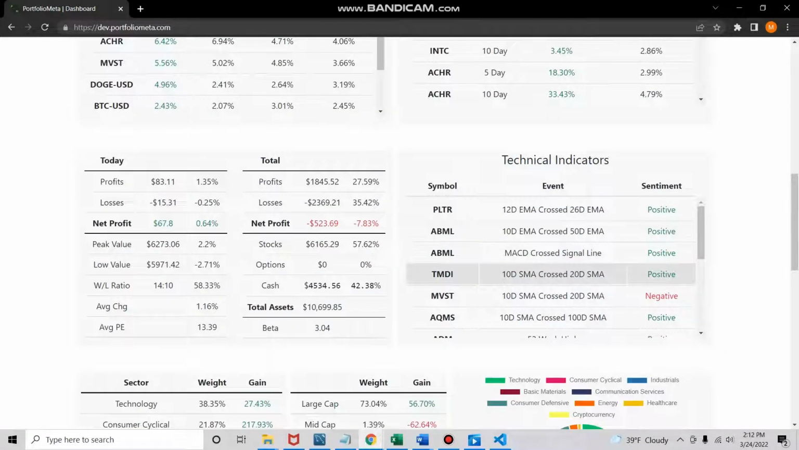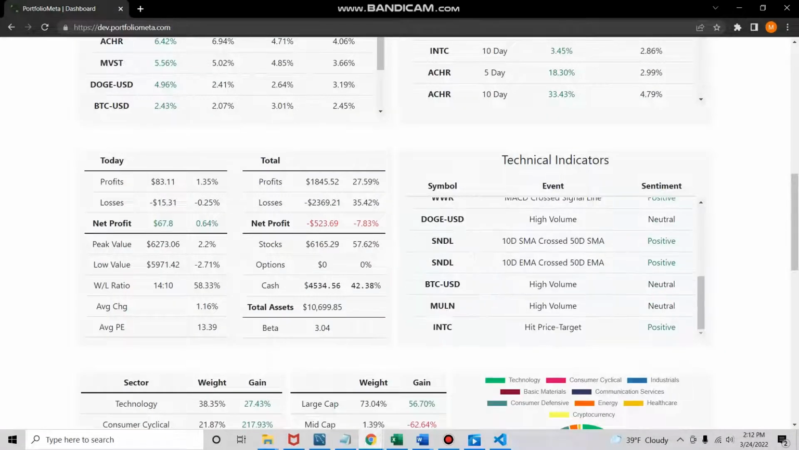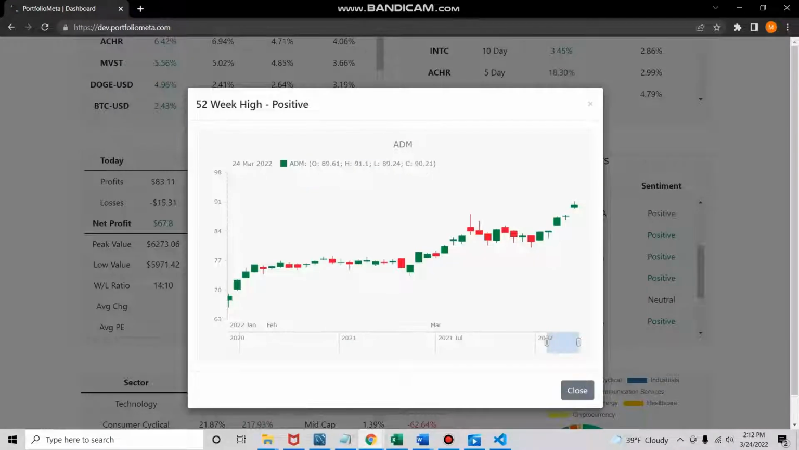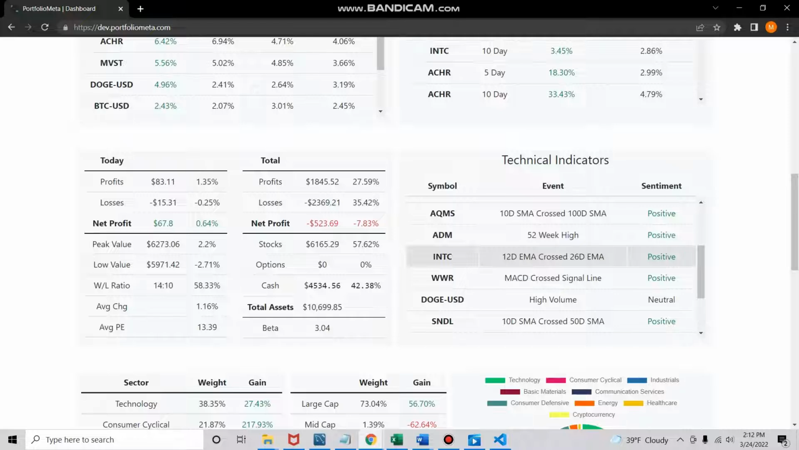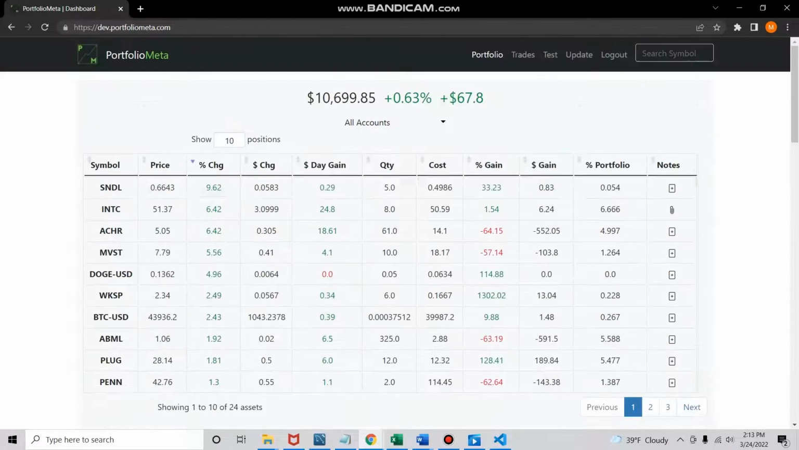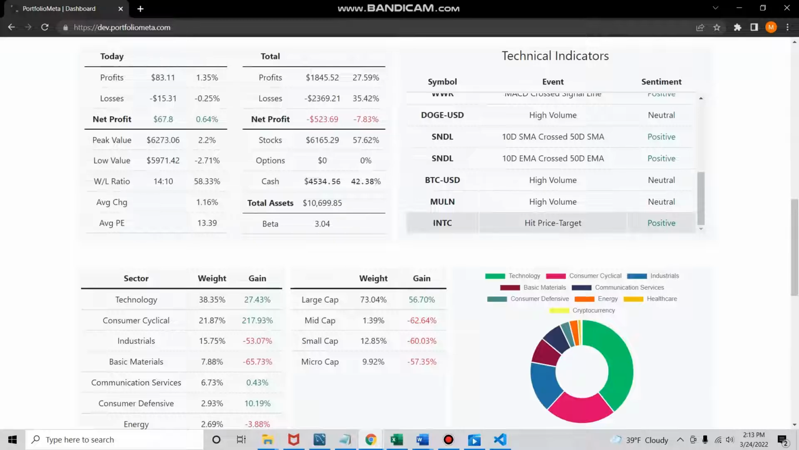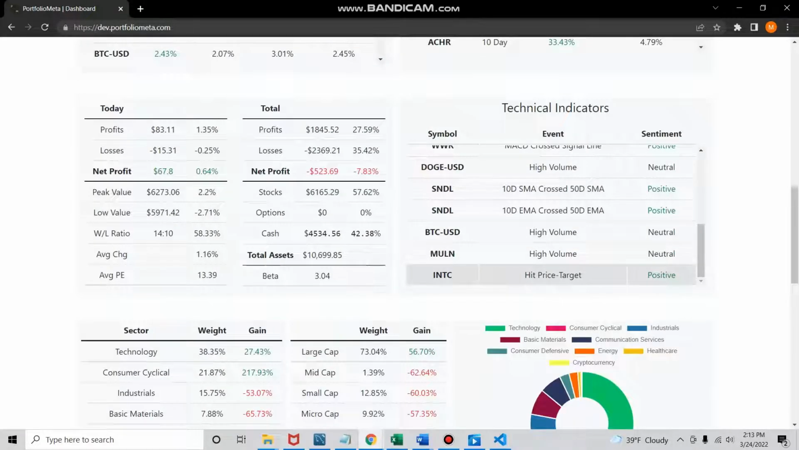A lot of traders rely solely on technical indicators, so this is a really useful feature for them. It also looks for things like 52-week highs, breaking support, breaking resistance. If you set a price target or a stop loss up here in the notes, it'll show up down here if you're approaching it. So earlier today, this was telling me that Intel was approaching its price target, and now it's hit its price target.